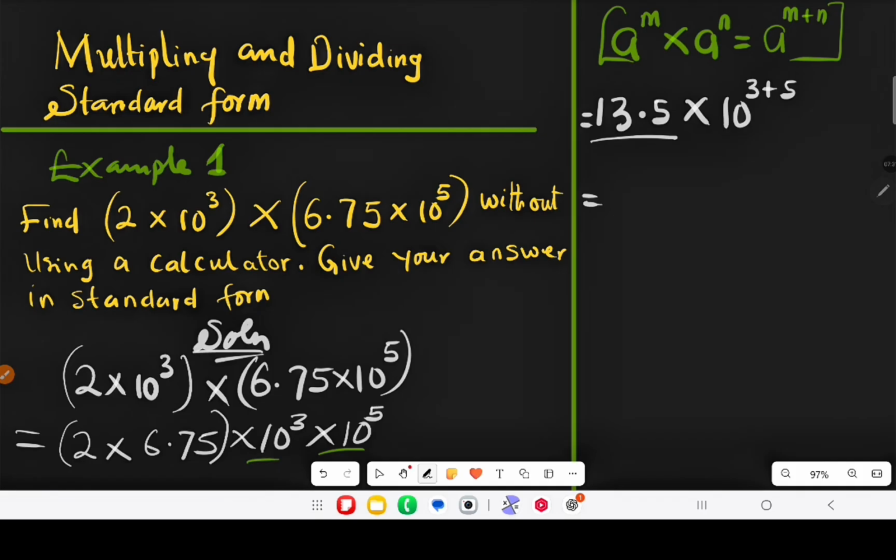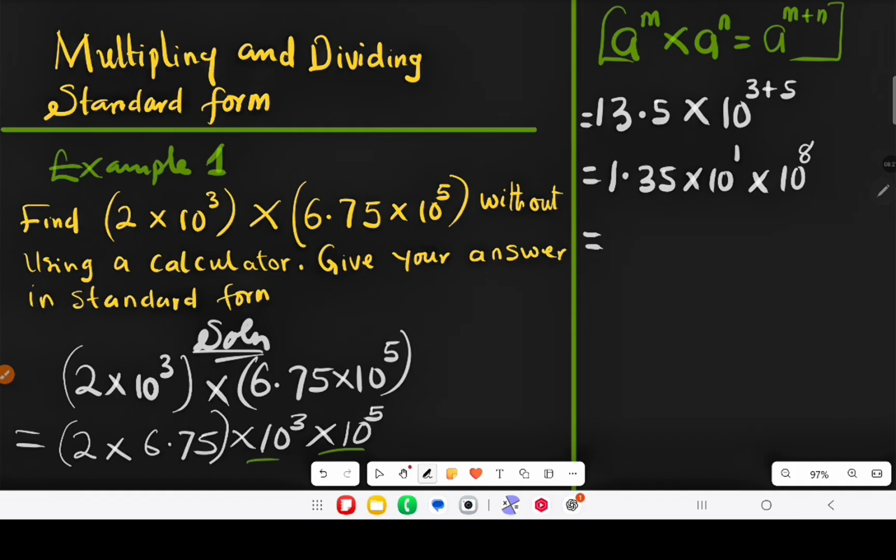Here, 13.5 is not in standard form. Standard form tells us that the number must be between 1 and 10. So to put 13.5 in standard form, it will become 1.35 times 10. Because we move the decimal point backward once, it becomes times 10 raised to the power of 1, times 10 raised to the power of 8 when we add up the numbers.